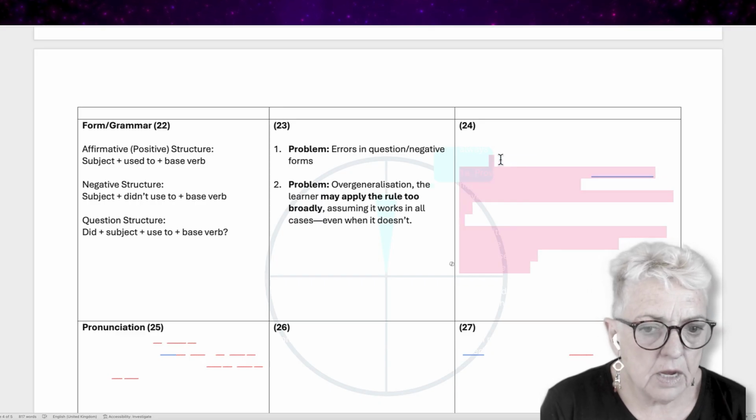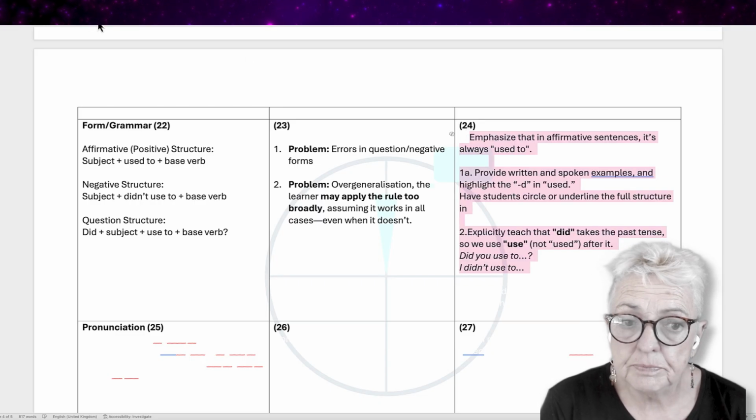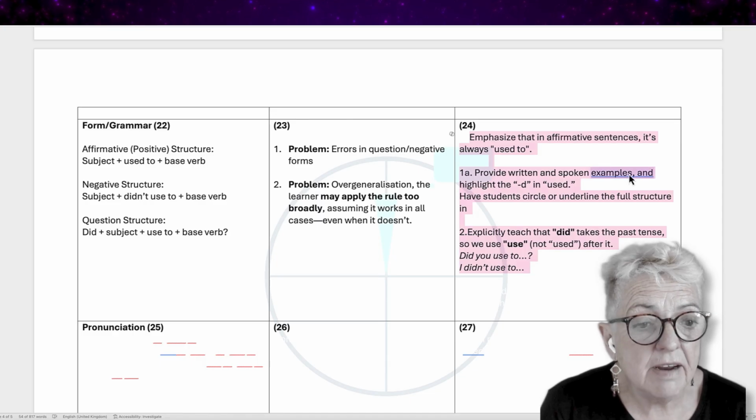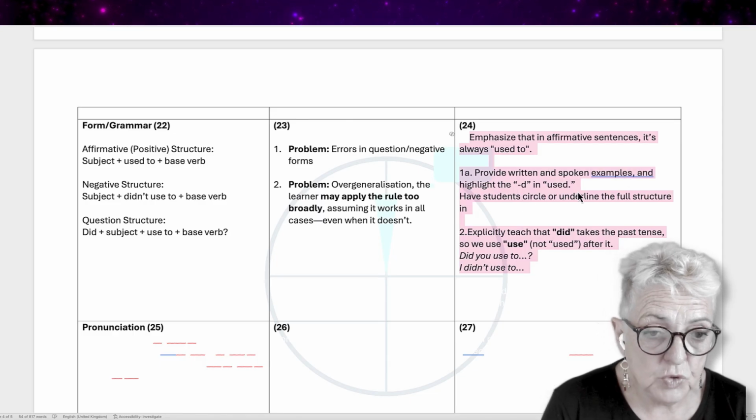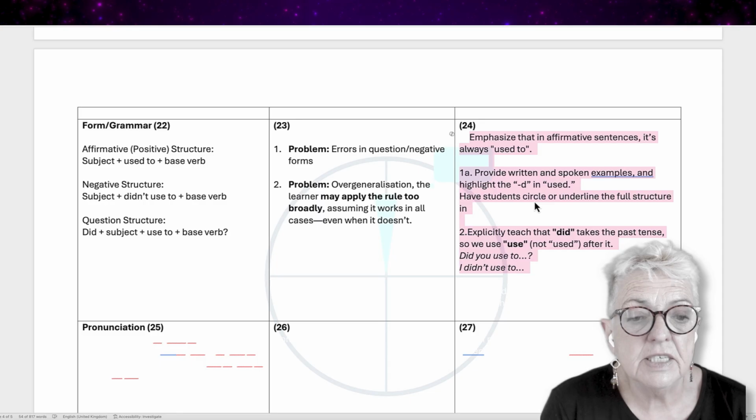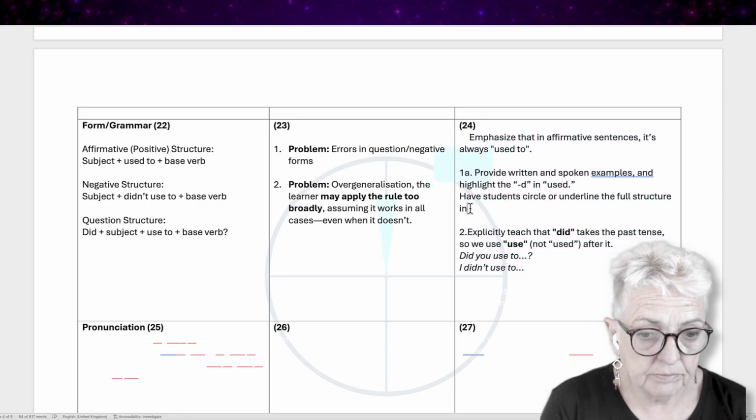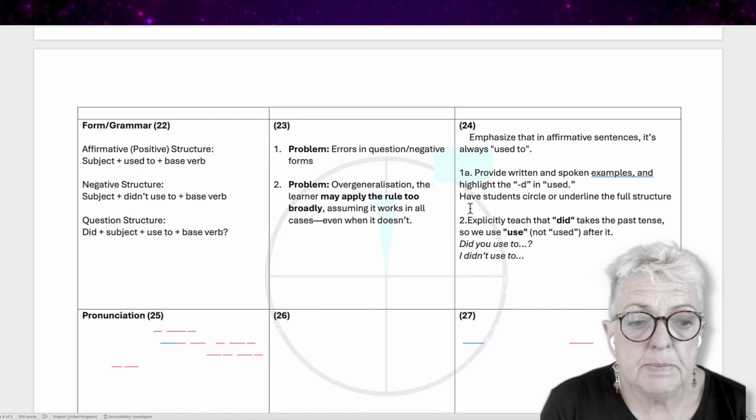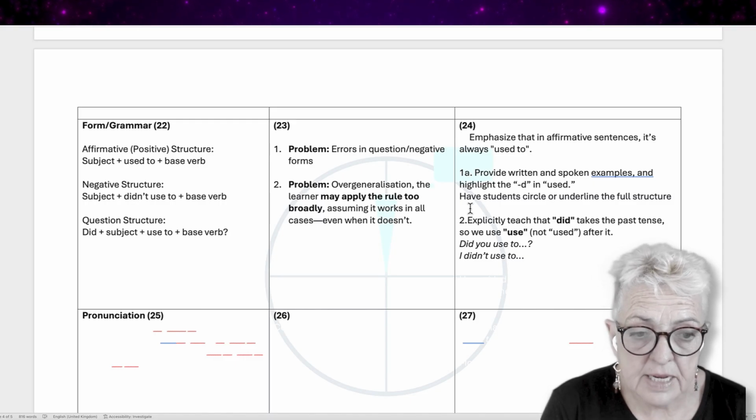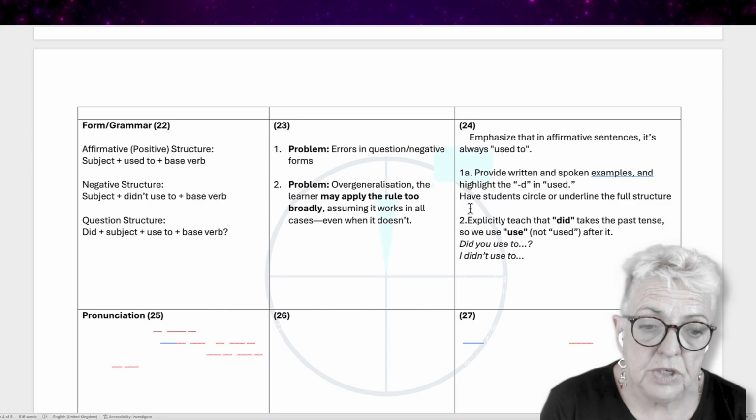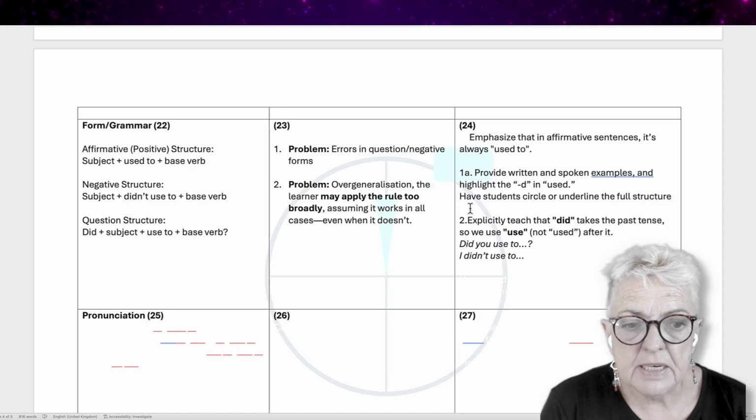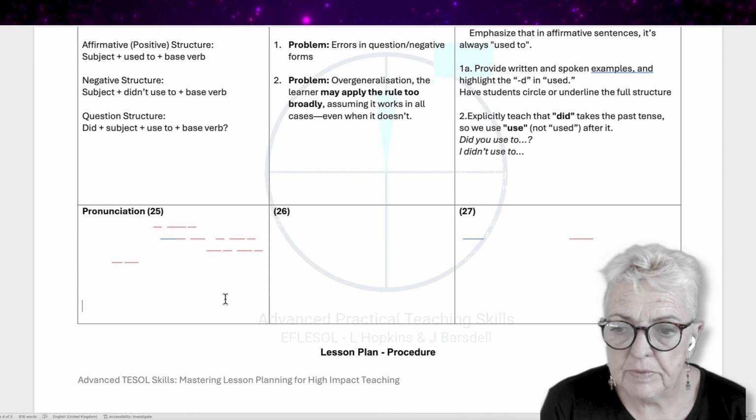Okay, so my solutions are: emphasize, provide written and spoken errors and highlight the D in used, have students circle or underline the full structure in the text. Explicitly teach did takes the past tense, so we use use and not used after it. I mean, practice for used to, really.